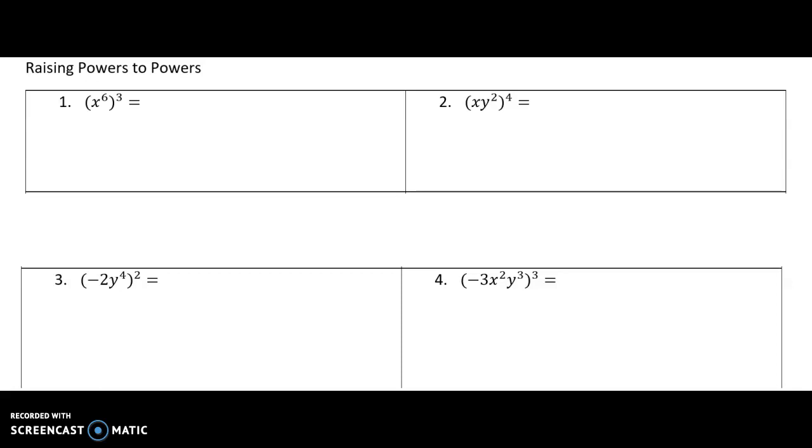Now, I like to think about doing these problems in a conceptual way where we actually understand what we're doing in each step of the way. So for number one, we have x to the sixth raised to the third power. In other words, we have x to the sixth.